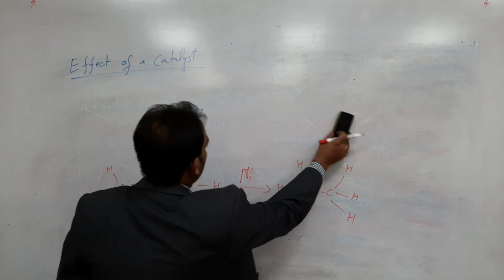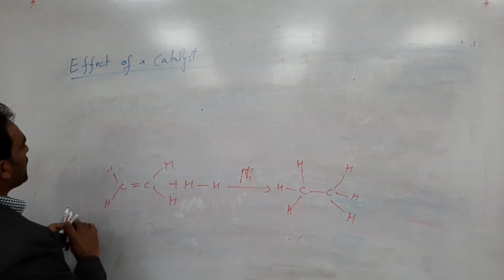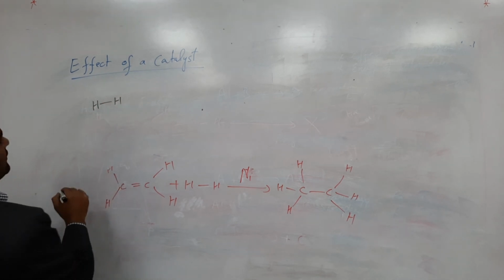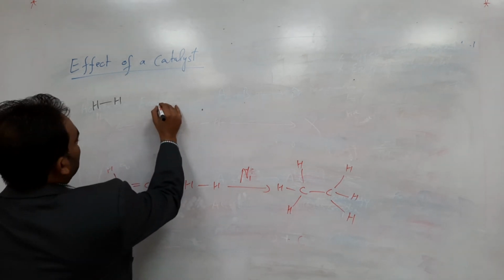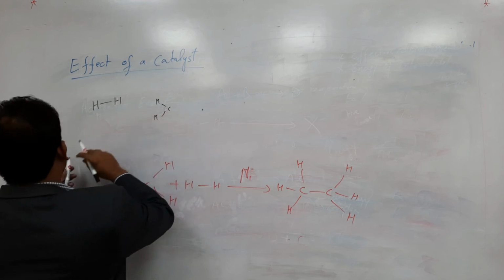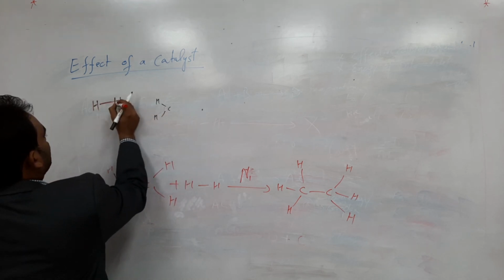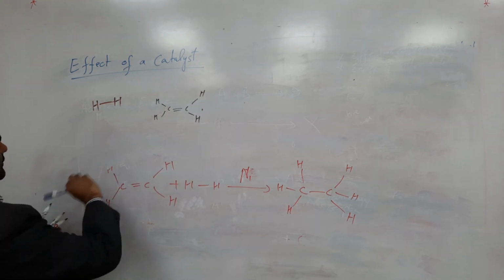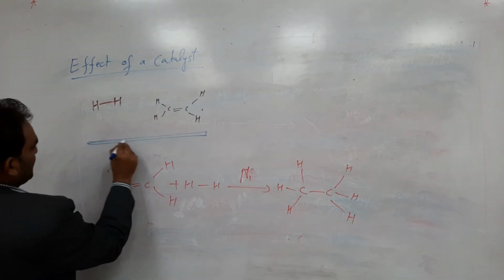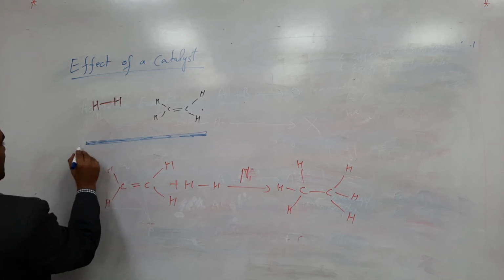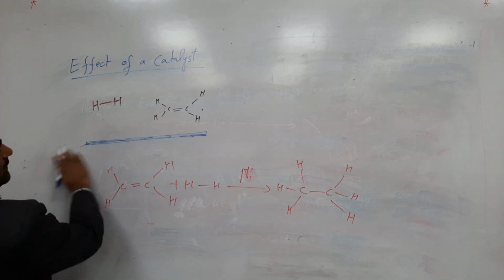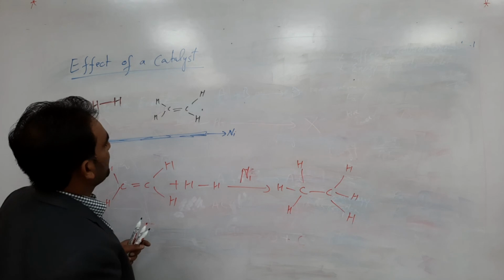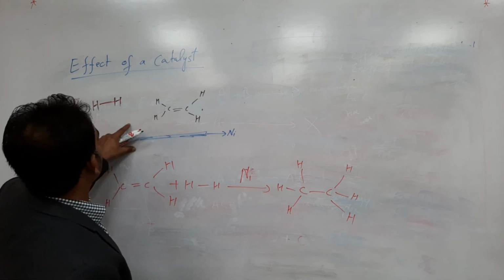Now how it actually works. Suppose you have this hydrogen, mainly the H2 molecule, and I will write with red color for this, and this, and this is your catalytic surface, the nickel catalyst. What actually happens over here?